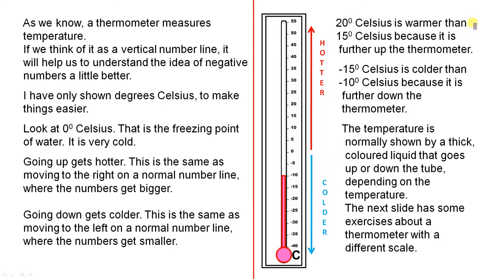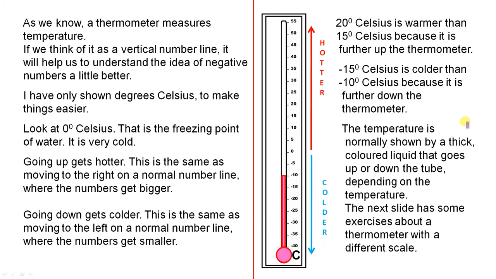Let's look at some quick statements. 20 degrees Celsius is warmer than 15 degrees Celsius because it is further up the thermometer. So there's 20 degrees Celsius there, and there's 15 degrees Celsius, and that's the reason 20 degrees Celsius is warmer, because it is further up the thermometer. Minus 15 degrees Celsius is colder than minus 10 degrees Celsius because it is further down the thermometer.